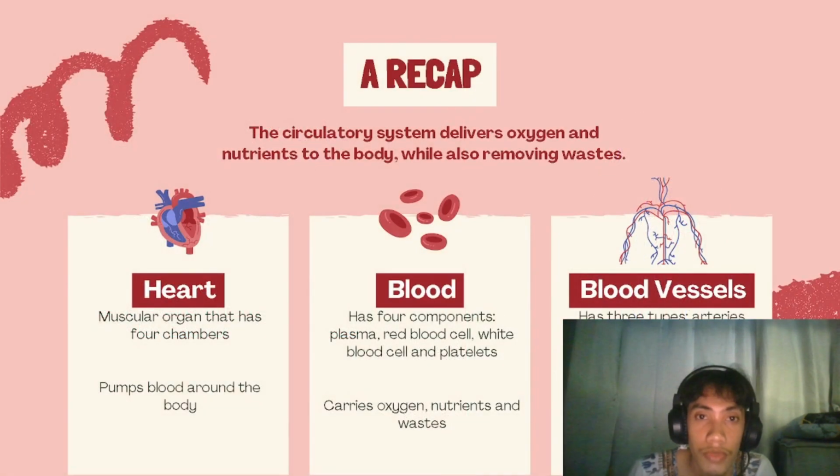So a recap. Recap of what we have learned. The circulatory system delivers oxygen and nutrients to the body while also removing the waste. Then the heart is a muscular organ that has four chambers. Also, it pumps blood around the body. Then the blood has four components: the plasma, red blood cells, white blood cells, and platelets. Also, the blood carries nutrients, oxygen, and wastes.